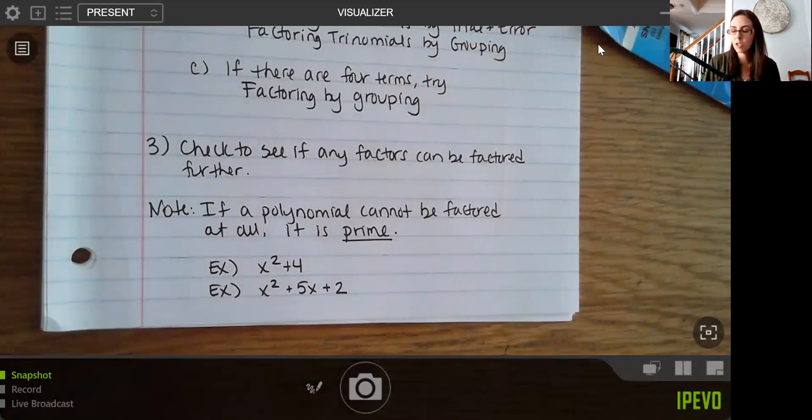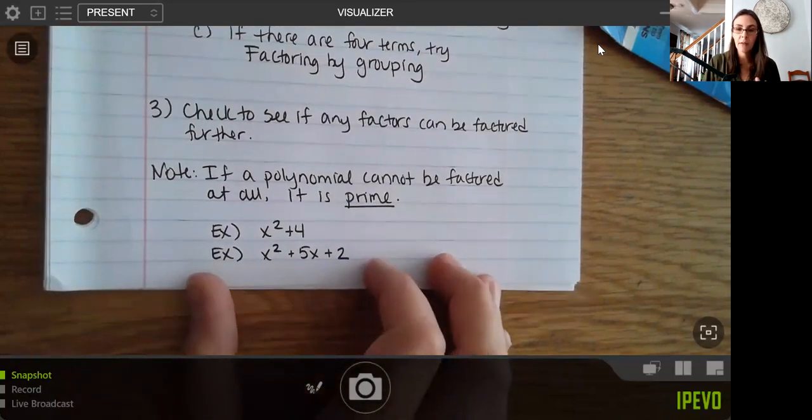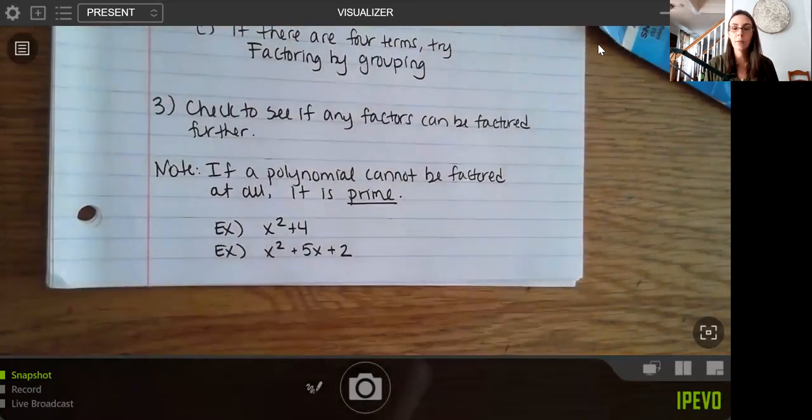Now, one thing I want to mention, which I did not really talk about in the other videos, is that some polynomials cannot be factored at all. So there's no GCF besides 1. You try every technique you can think of, and you just can't do it. Nothing is working. So in a case like that, the polynomial is called prime. It has no factors other than 1, basically just like a prime number does.